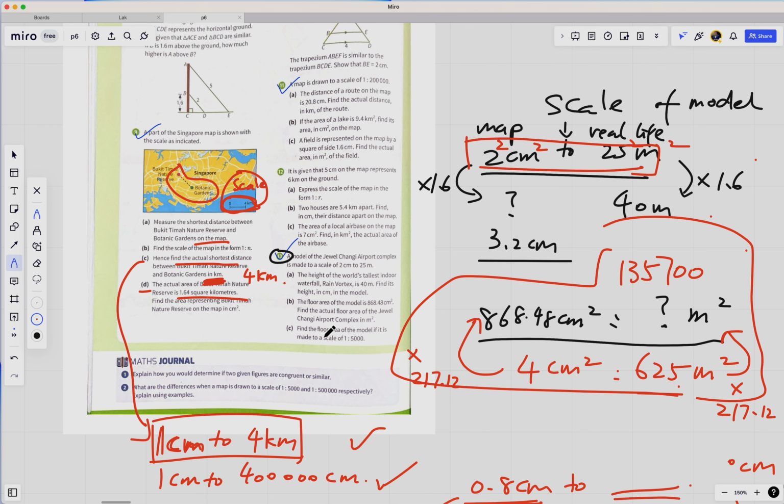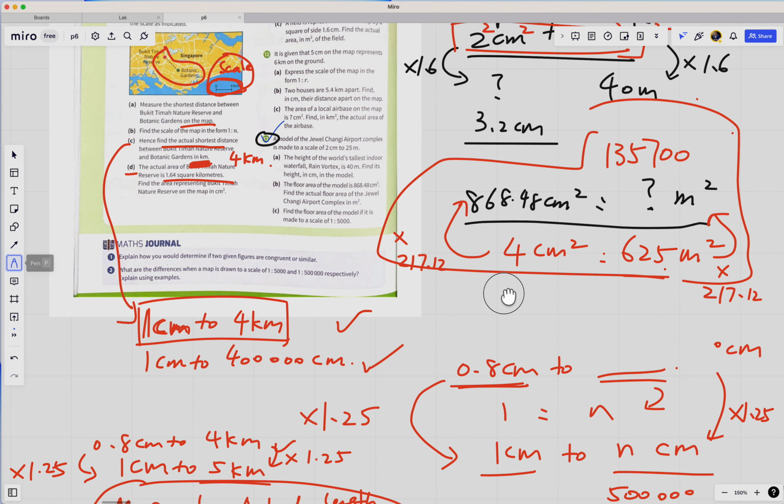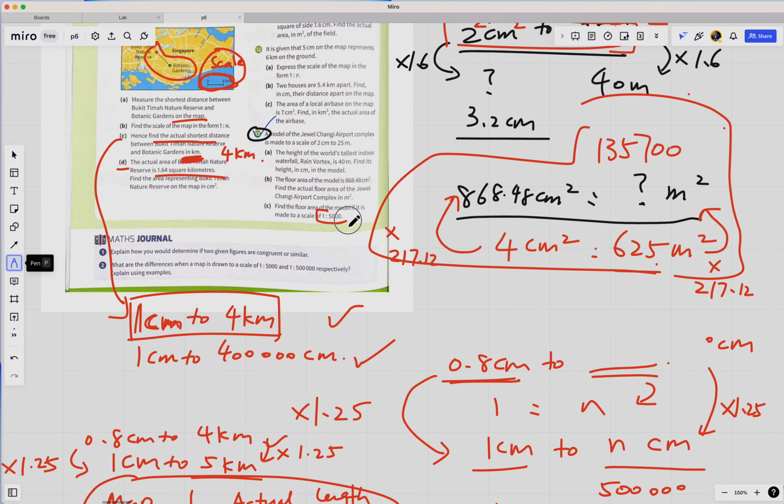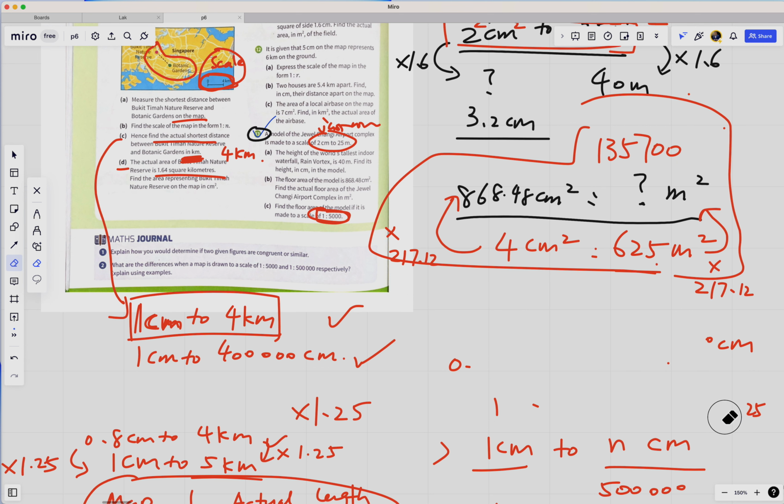So find the floor area. You see, now they change the length ratio. Now they say the floor area of the model is using this scale, not this scale. Just now this is the just now scale. Now they say, I want to use this scale. It's okay, they give me this scale, I just do it.